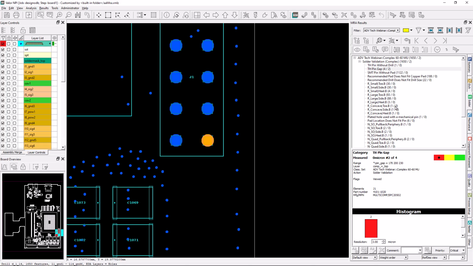The first, through-hole pin gap, looks at the space between the hole wall and the pin. The recommended value called out by the IPC 2221 spec for this design would be 0.2 millimeters or 200 microns. As you can see, we have a measured value of 0, which means that the holes used for this footprint are undersized and that the part will not be able to be placed during assembly. Catching this now saves time and money.